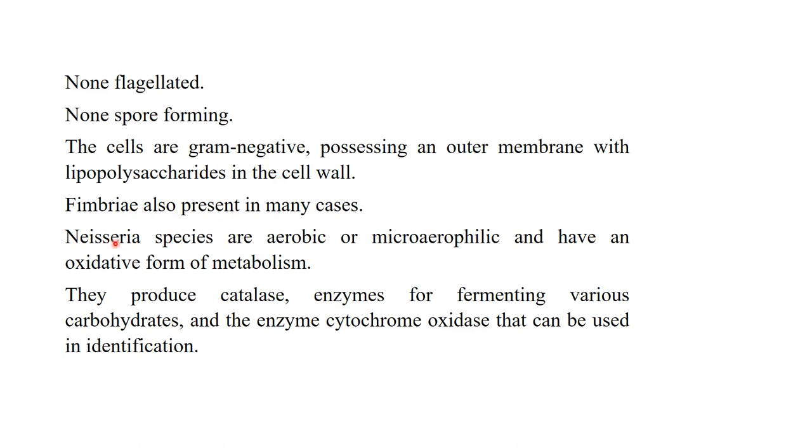In many cases, Neisseria species are aerobic or microaerophilic and have an oxidative form of metabolism. They produce the catalase enzyme, and enzymes for fermenting various carbohydrates, and the enzyme cytochrome oxidase that can be used for identification. The most important enzymes are catalase, used for identification, and others that help in the fermentation of different carbohydrates, and oxidase, cytochrome oxidase, that also helps in identification.